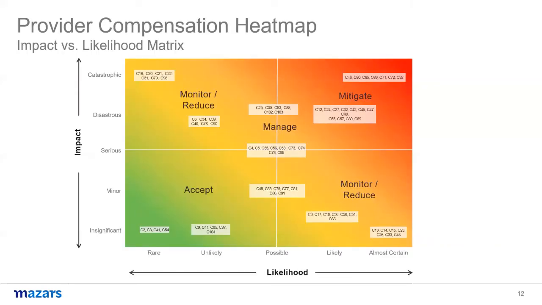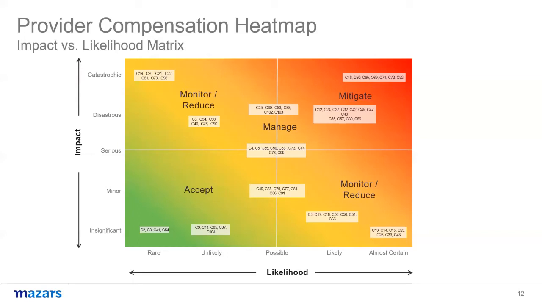On this slide, we have a provider compensation heat map where I've identified contracts using the impact versus likelihood matrix. And on here, this is the heat map methodology, where we are just mapping out the physician contracts, which you can see were given a key code that, in this example, starts with C and ends with a number, and each of these is representative of one provider compensation contract.